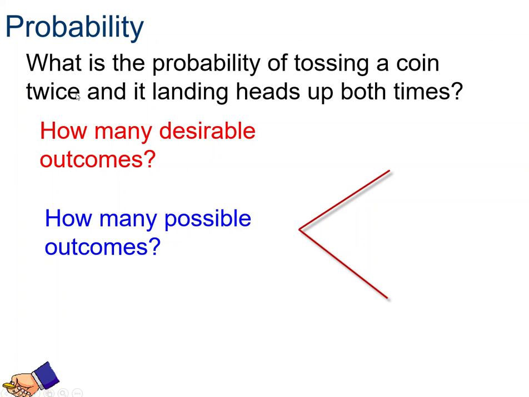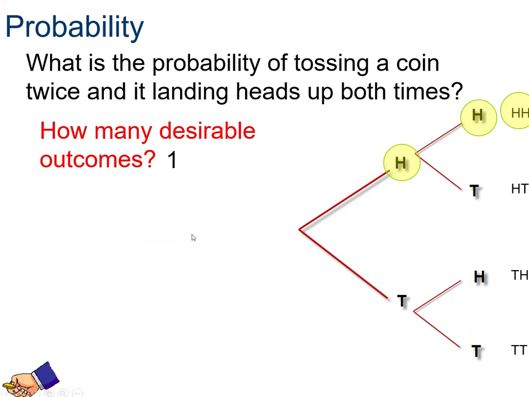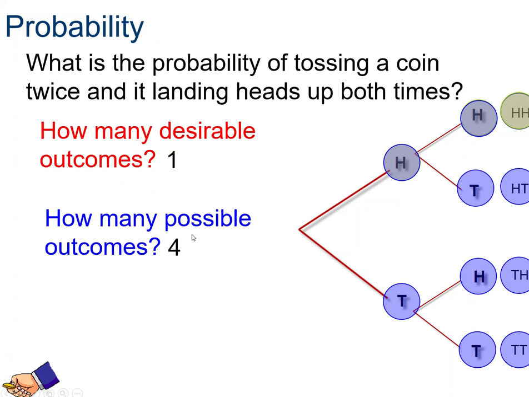So probability of tossing a coin twice and it landing heads up both times. So how many desirable outcomes? Still 1. Because there's only one way to get heads on your first flip, heads on your second flip. How many possible outcomes are there? That would be 4. Because we have our first flip and then we have our second flip. So you have a 25% chance, or 1/4, or 0.25, that this is going to work out in your favor.